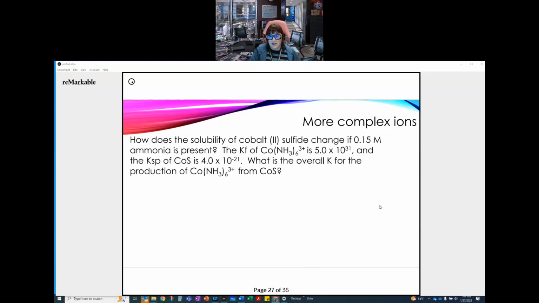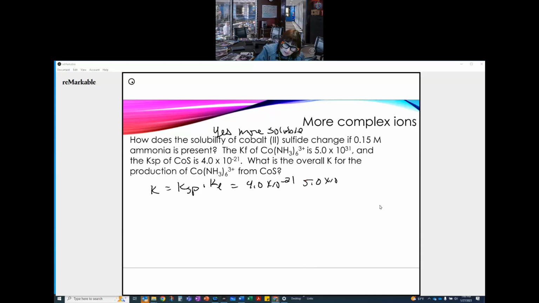Okay? This is another question, same kind of idea. Does the solubility of the cobalt sulfide change? Yes, it does. It's more soluble. And what would the K be for that process? We'd take Ksp times that Kf, and that means 4.0 times 10 to the minus 21st times 5.0 times 10 to the 31st, because it says what is the overall K.